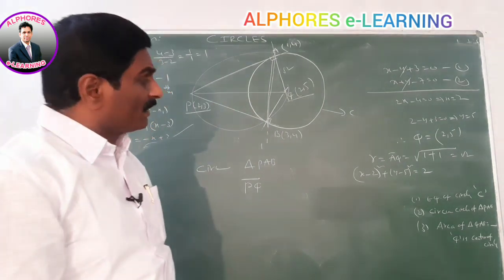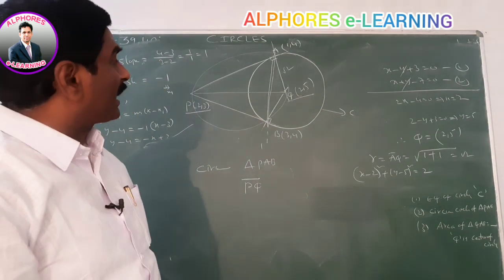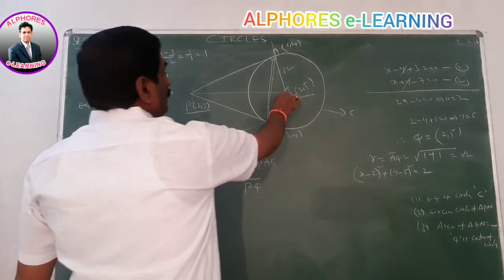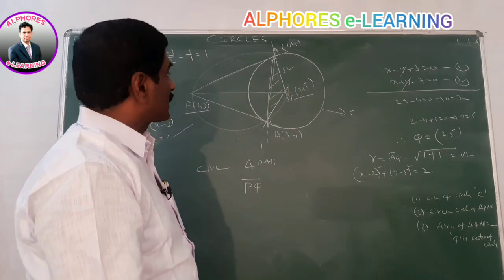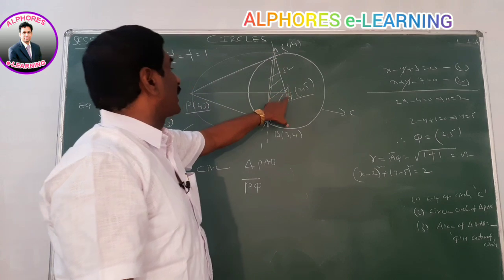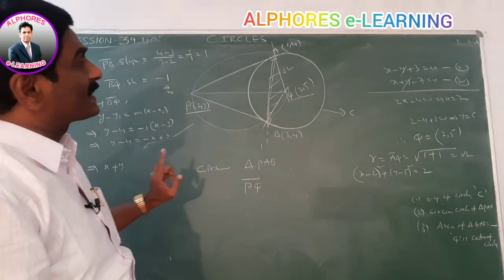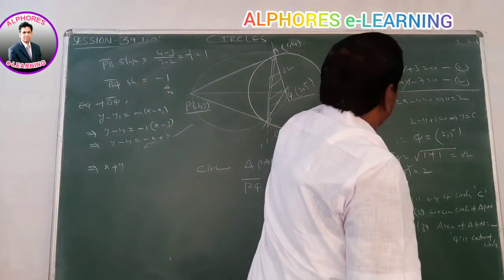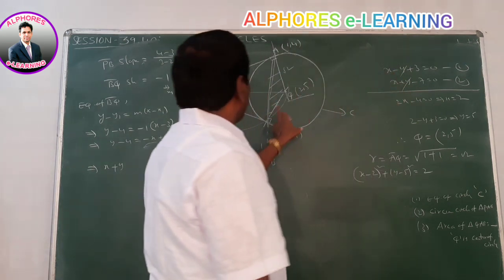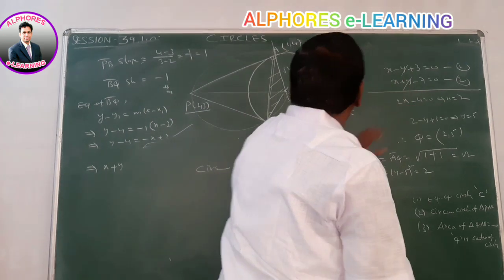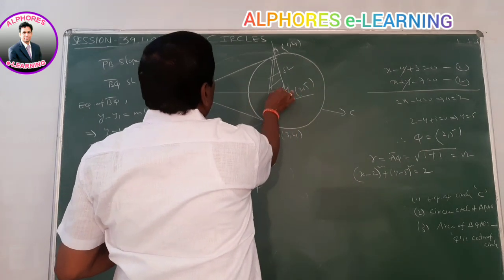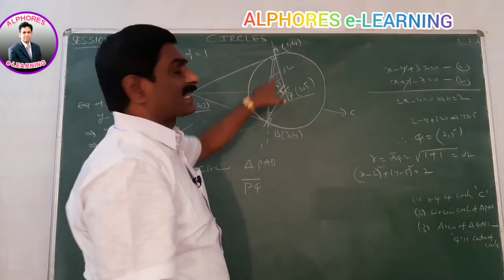Okay. Next question, area of triangle QAB. Please observe this point. Here the equation of AQ is x minus y plus 3 is equal to 0. Slope of this line is 1. Equation of BQ is x plus y minus 7 is equal to 0. Slope of this line is minus 1. M1 into M2 is equal to minus 1. That means the angle between these two lines is 90 degrees. That means it is a right angle triangle.